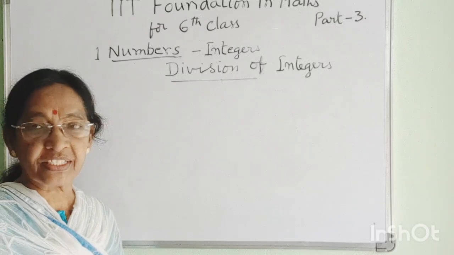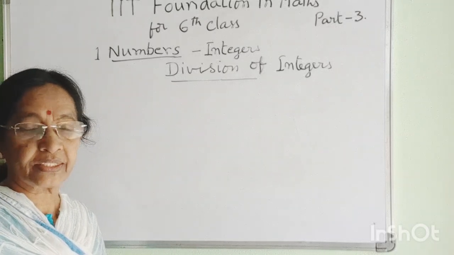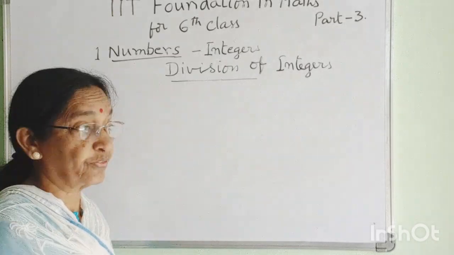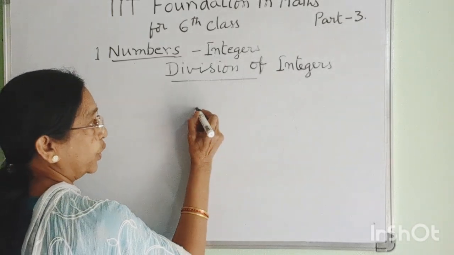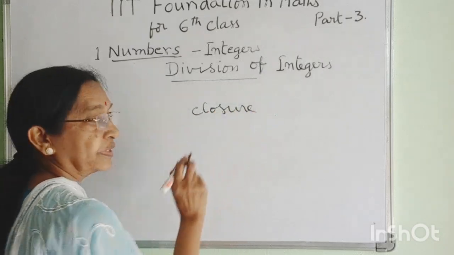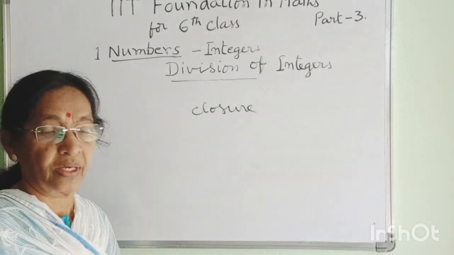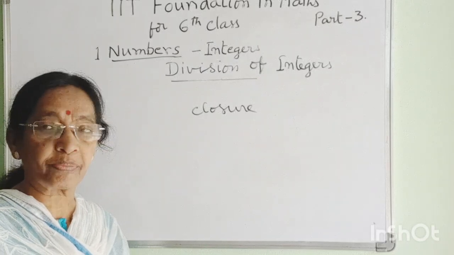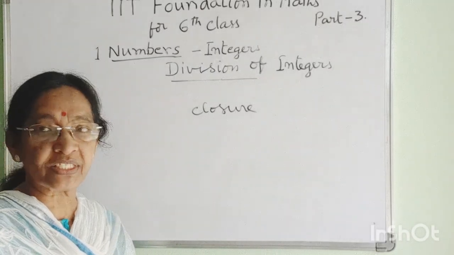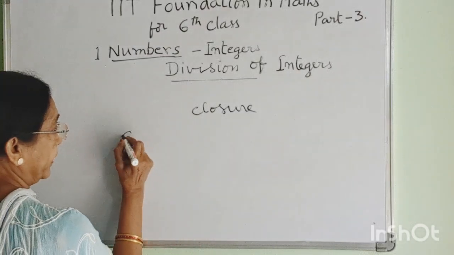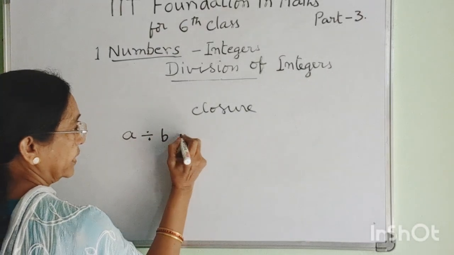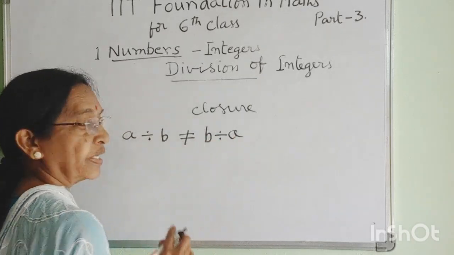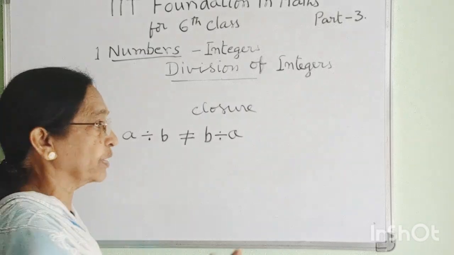When an integer is divided by another integer, the resultant is not definitely an integer. That is, the resultant may or may not be an integer. Therefore, division is not closure. Also, A divided by B is not equal to B divided by A. Therefore, division of integers is not commutative.